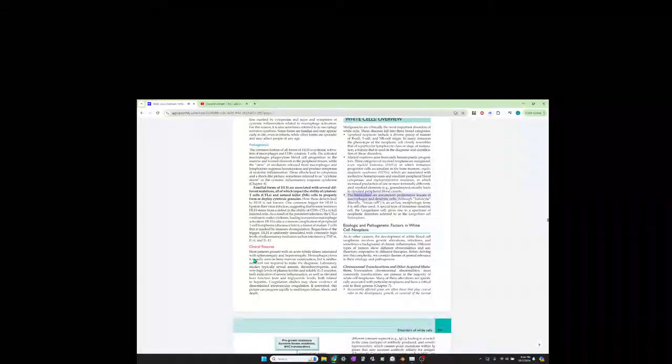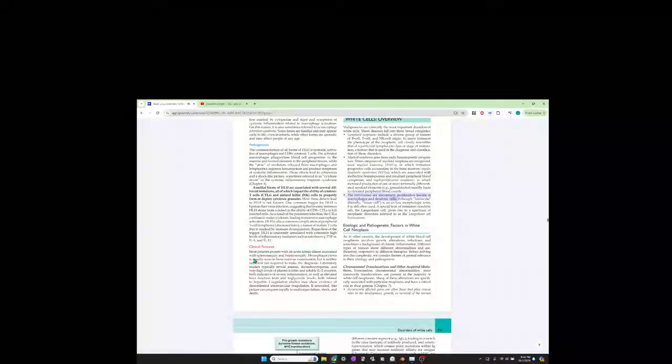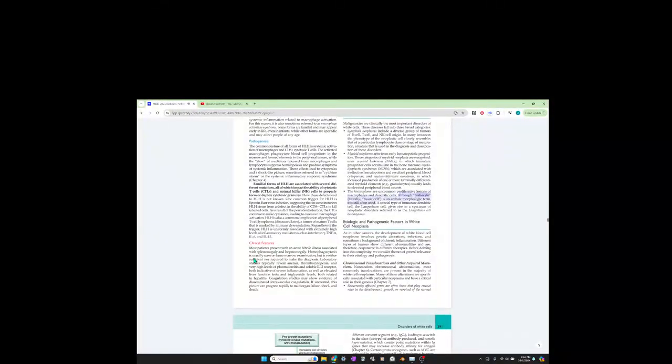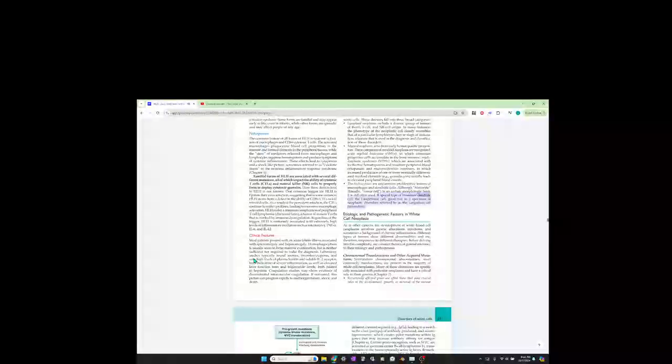The histiocytoses are uncommon proliferative lesions of macrophages and dendritic cells. Although histiocyte is an archaic morphologic term, it is still often used. A special type of immature dendritic cell, the Langerhans cell, gives rise to a spectrum of neoplastic disorders referred to as the Langerhans cell histiocytoses.